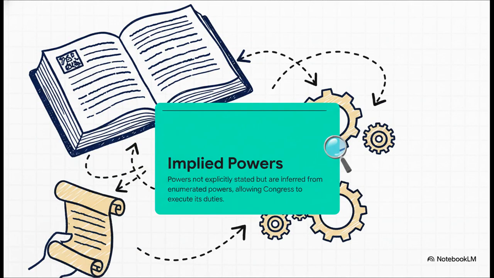Okay, but what about all the things that aren't spelled out? I mean, the world changes, right? Well, that's where implied powers come into play. These are the powers Congress needs to actually do all the jobs on that list. And their authority comes from one single, super important line in the Constitution.